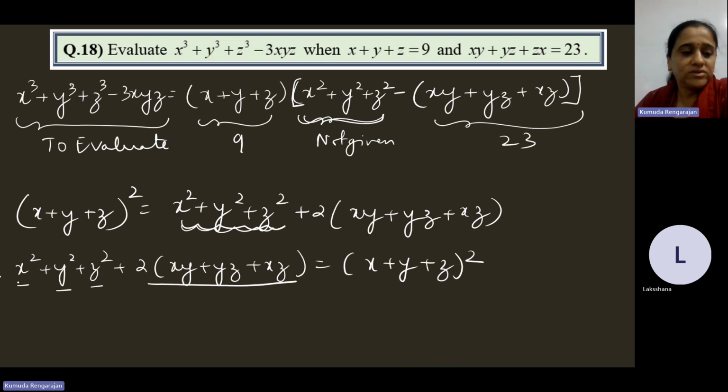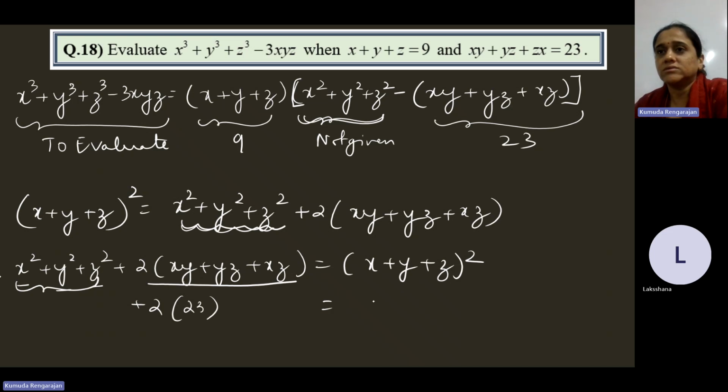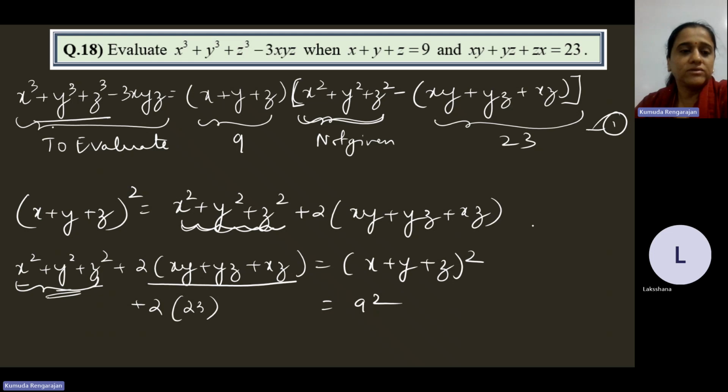Now substitute the values. This is not known. We have to find this. Plus 2 into 23 is equal to 9 squared. So you can work this and find the value of this expression. Then substitute that in the first one and find the value of this expression.